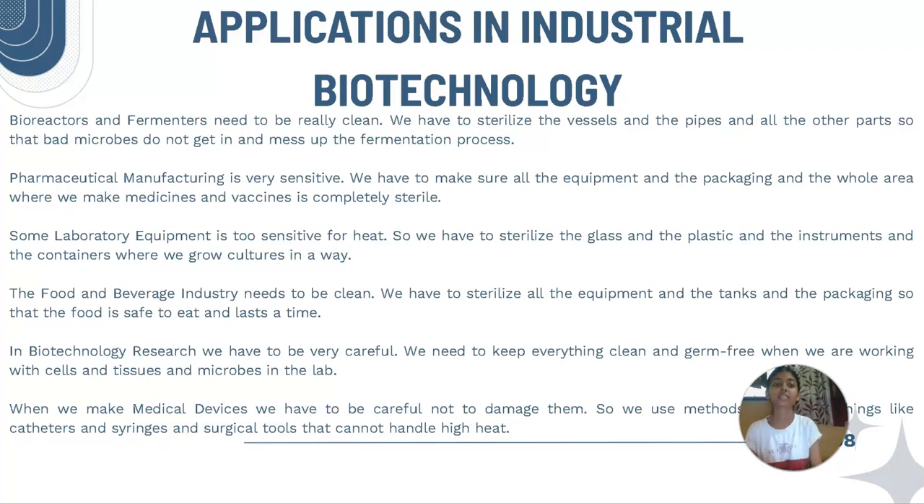Next is applications. Applications like bioreactors and fermenters need to be really clean. We have to sterilize the vessels and pipes and all the other parts so that bad microbes do not get in and mess up the fermentation process. Pharmaceutical manufacturing is very sensitive. We have to make sure all the equipment, the packaging, and the whole area where we make medicines and vaccines is completely sterile. Some laboratory equipment is too sensitive for heat, so we have to sterilize the glass, the plastic, and the instruments and containers where we grow cultures.